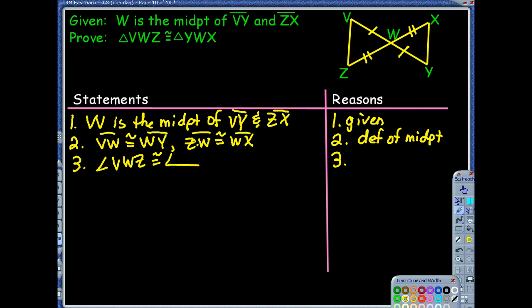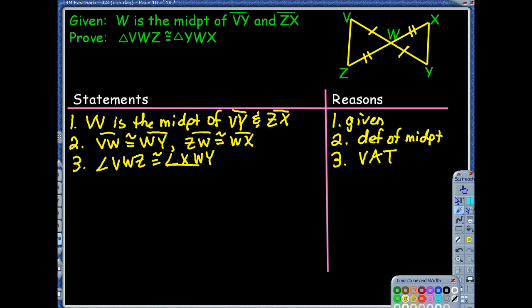It froze on me, sorry. I was waiting patiently and then it just stuck. Oh, and it's not undoing it either. That's all right. So this is a big angle, XWY. Sorry. And that reason is the vertical angle theorem.